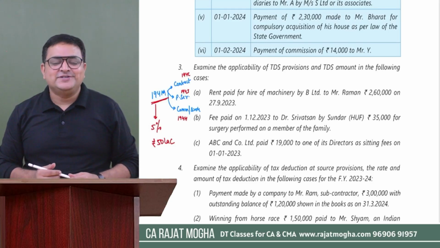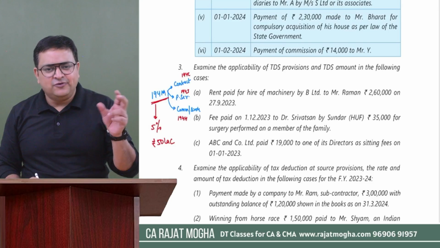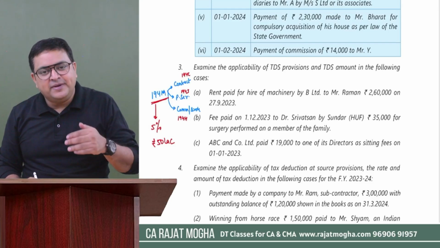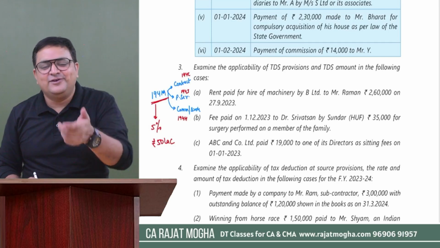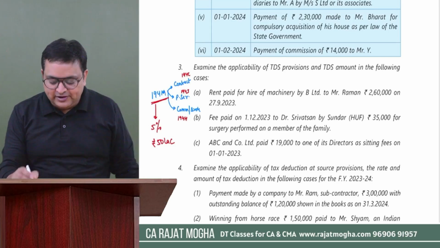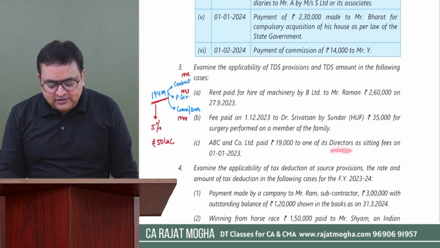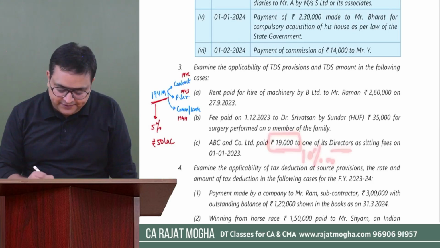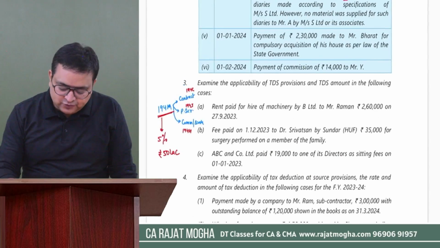And in 194J, the limit is 30,000 for each individually, correct? Not for directors, not for directors. Even if you are paying 100 rupees, 500 rupees, 1,000 rupees to directors, go and deduct TDS. So here that 30,000 limit will not apply because we are paying to the directors. So we are paying 19,000 rupees, 10% TDS will be applicable. Got it? So this was question number 3.